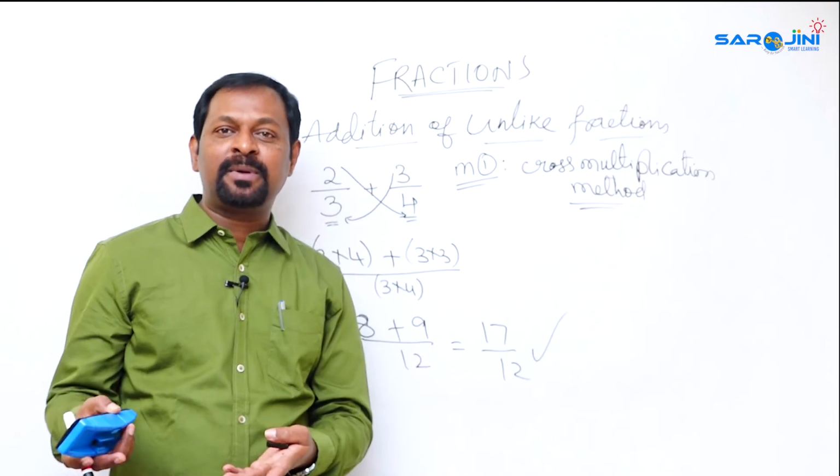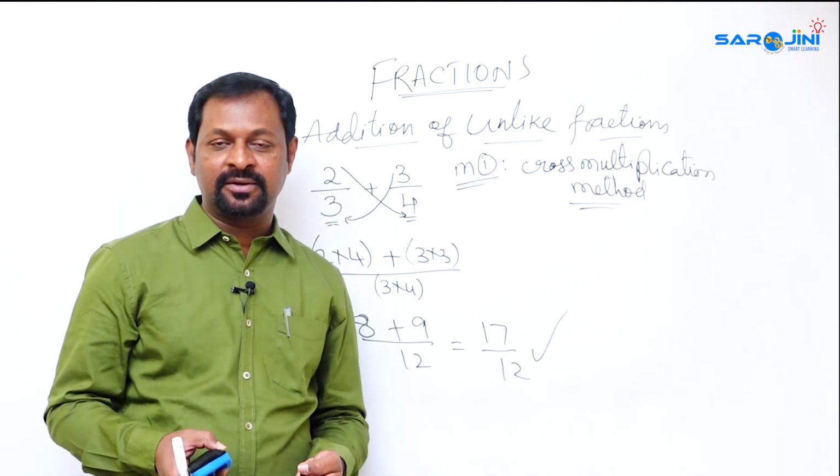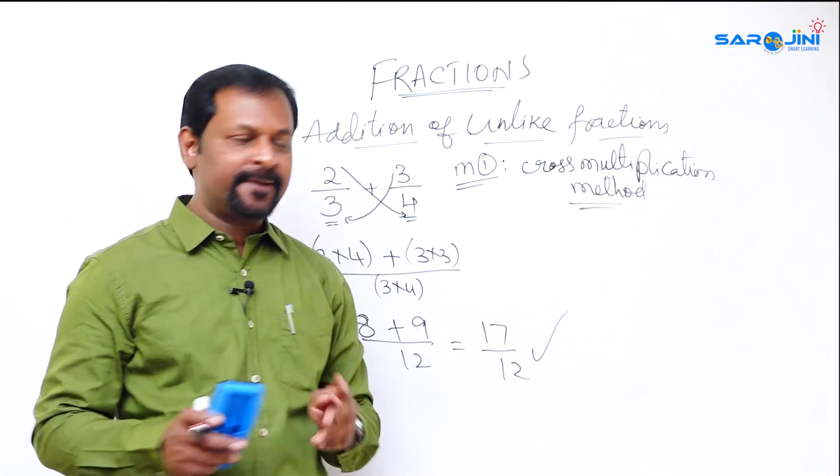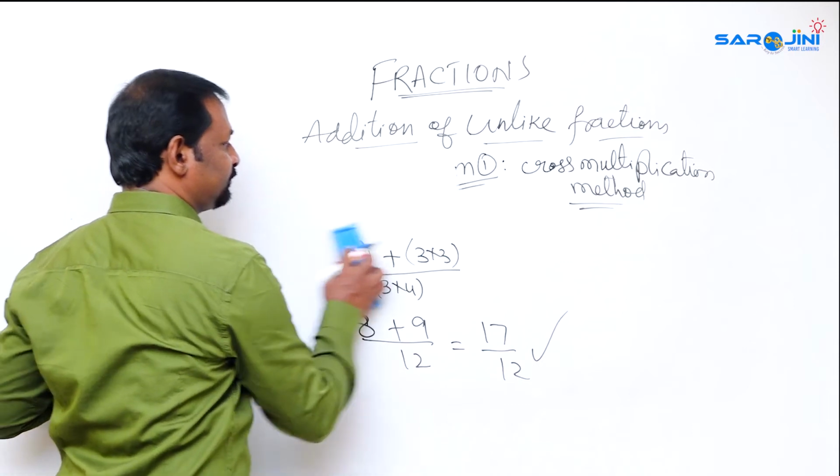So how can you multiply 24 and 47? It will take a lot of time again. So that time you go for the LCM method. That will be easier for you. Okay? I'll give one more example.